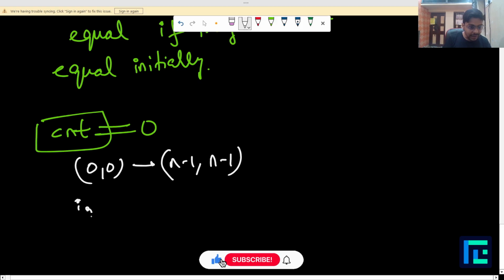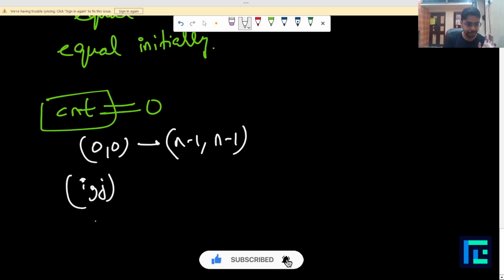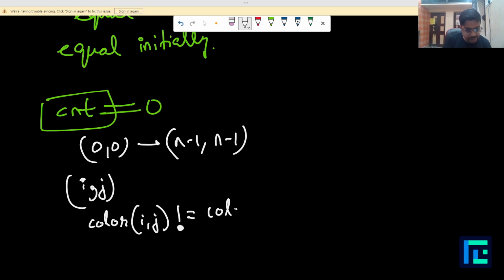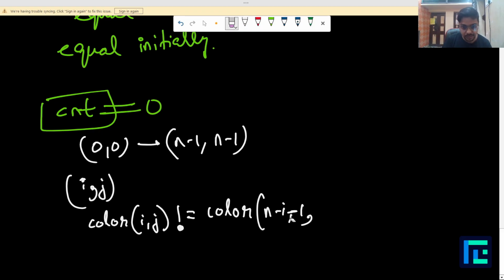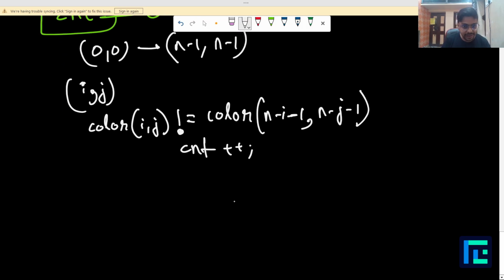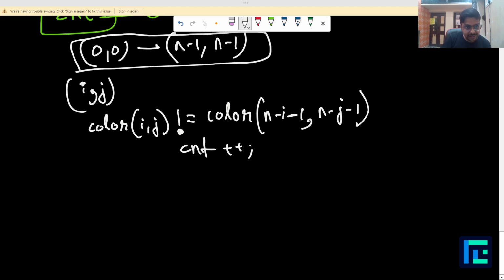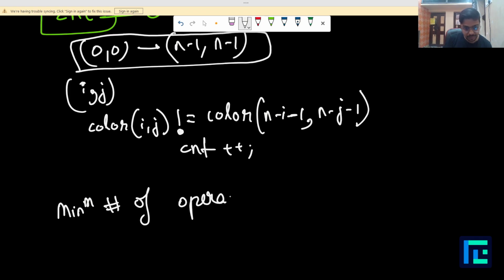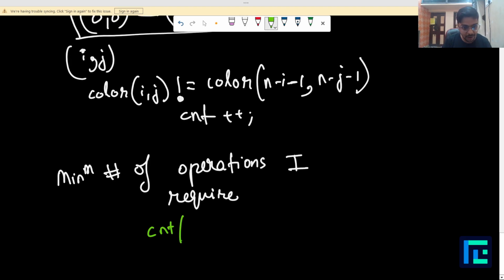And for every I, comma j, such that color at I, comma j is not equal to color at n minus I minus 1, comma n minus j minus 1, I can simply increment my count. Then do you all agree that once I have done this for all these cells, the minimum number of operations I require to make the pattern exactly equal is nothing but count by 2.